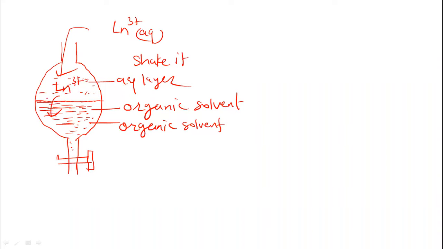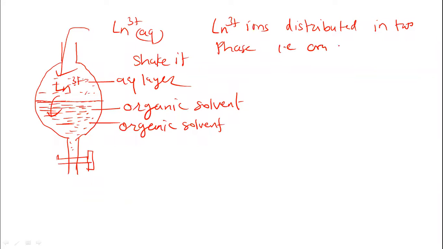That is, lanthanone ions are distributed into the two phases, that is, organic phase and aqueous phase. In this way, the lanthanone ions are extracted from aqueous phase into the organic phase.